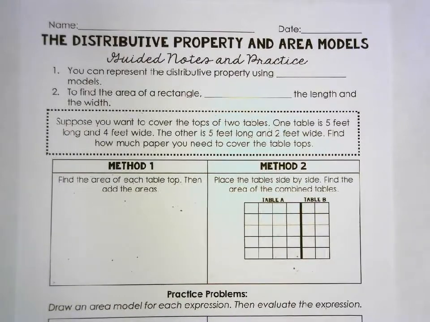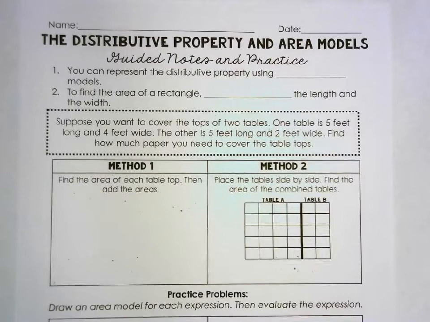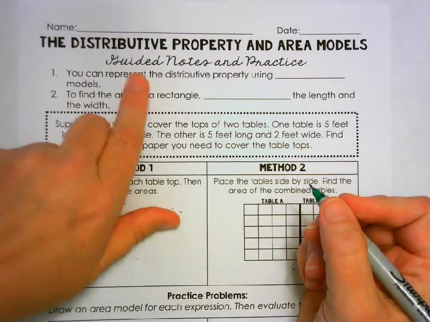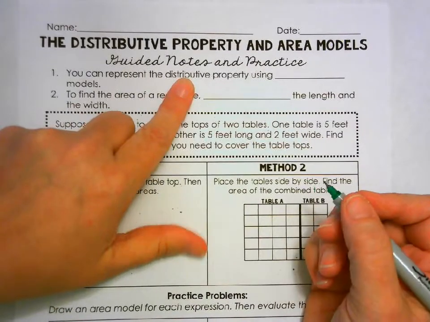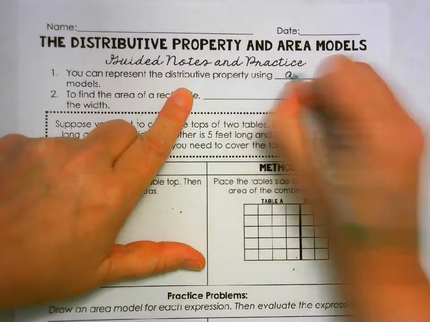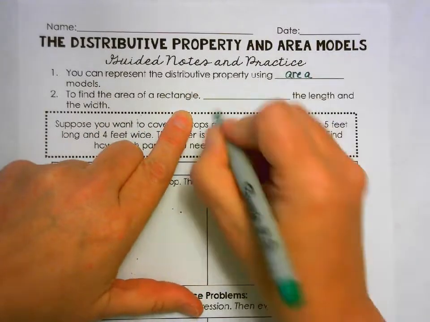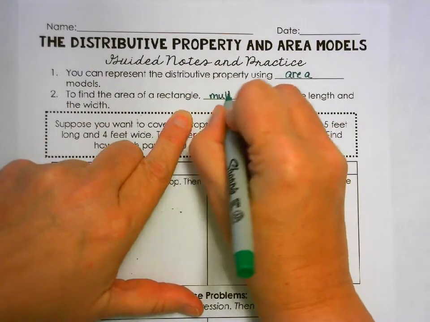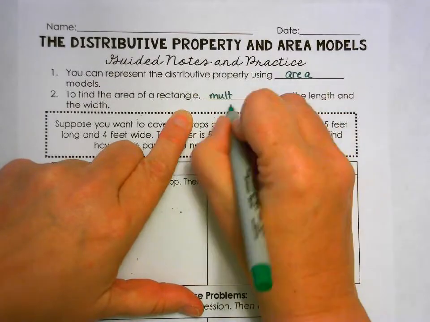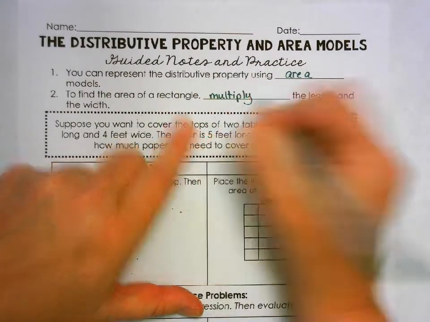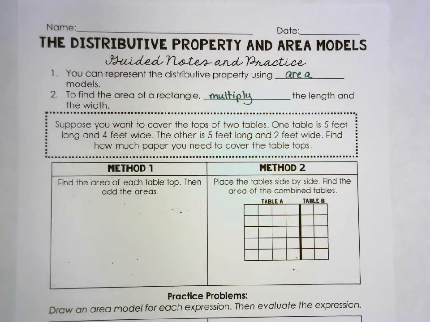Another way to use the distributive property is to use area models. The area models say that you can represent the distributive property using area models. To find the area of a rectangle, you multiply the length times the width. Old information. So let's look at an example.